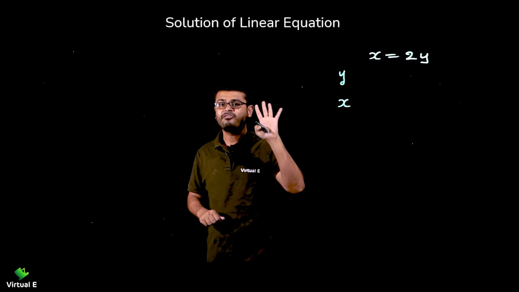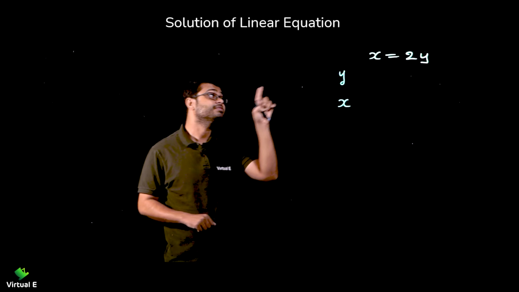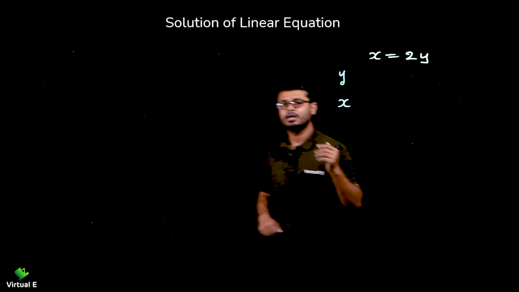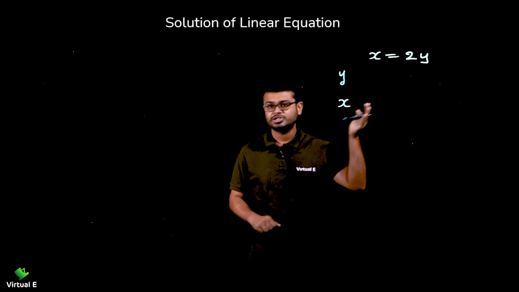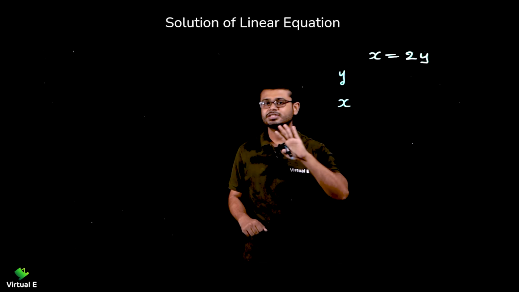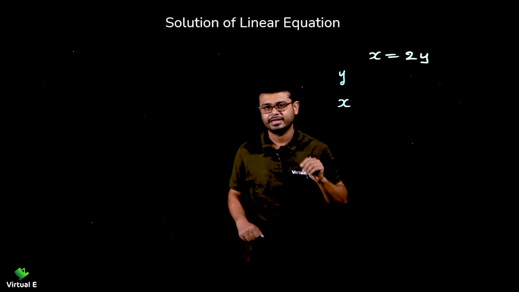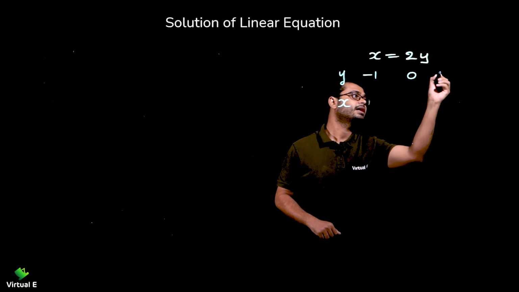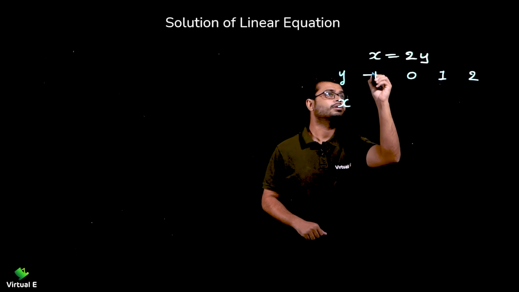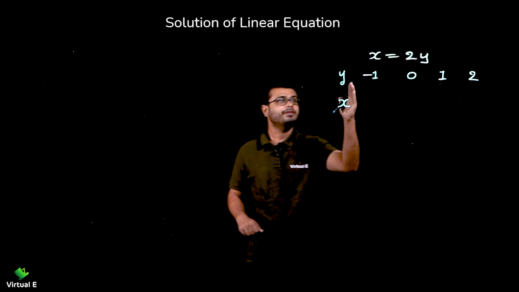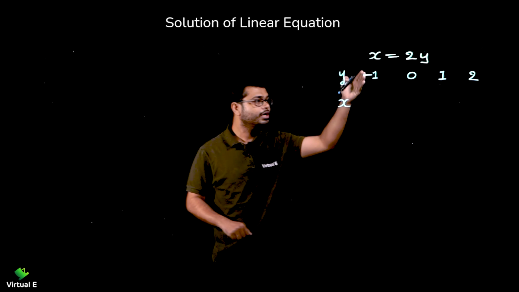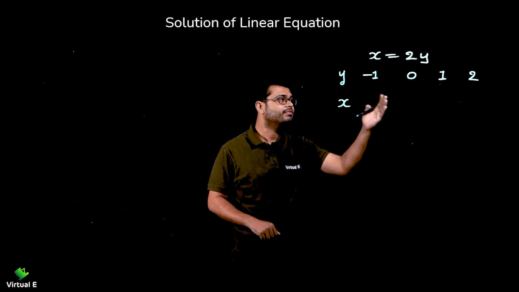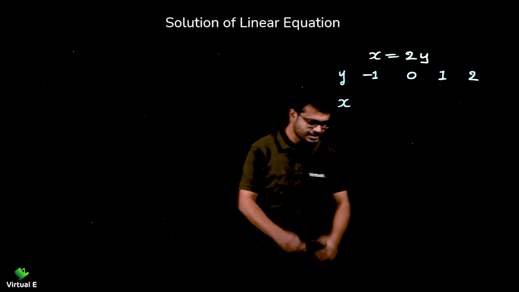Now we need to get 4 values of y. Why? Because we want to get 4 solutions. You can take any 4 values, 0, 1, 2, 3, that will work out. I will be taking negative as well as positive. If you want to take all positive, that is also accepted as far as your calculations are correct. Okay, so let's start. Let me take minus 1, then 0, then 1, and last 2, right? As I want 4 solutions, I have taken 4 values of y, and for each of them I am going to do the calculations and get the value of x. So we will have 4 solutions.